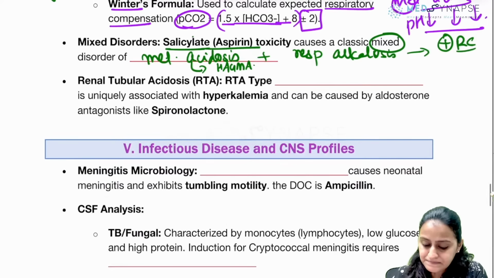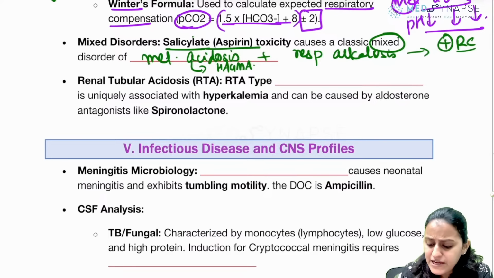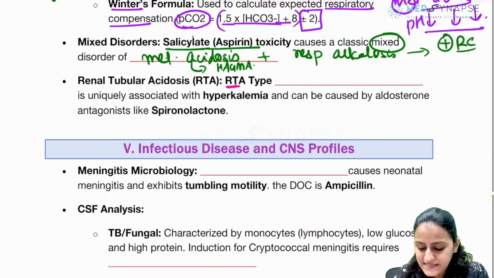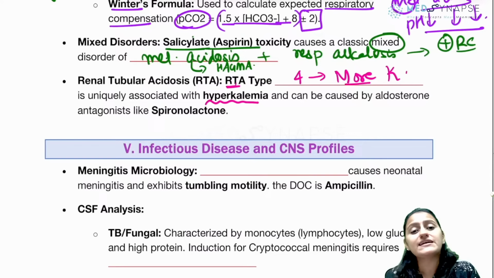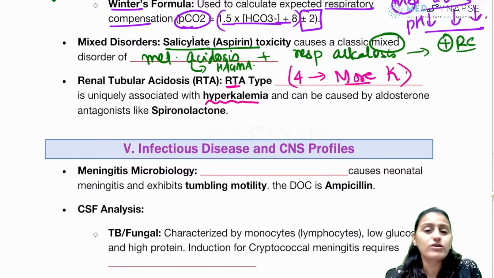Correct. Then you have renal tubular acidosis. What type presents with hyperkalemia? Remember, RTA type 4 has more. That is the rhyming thing. 4 has more potassium. 1 and 2, they have less potassium. Okay, there is hypokalemia. Only in 4, it is more.